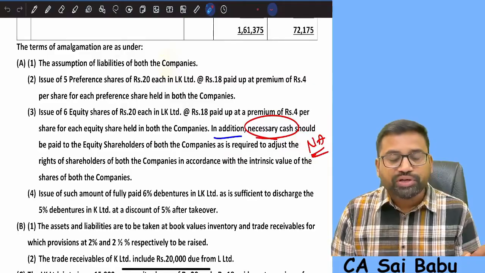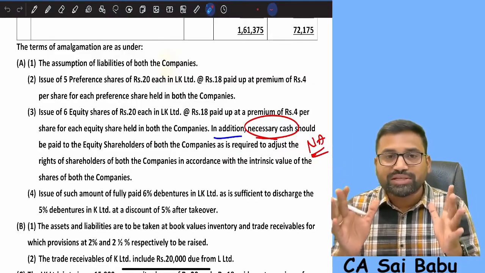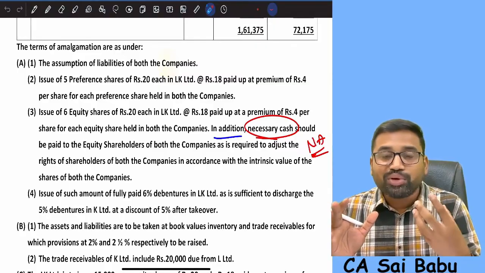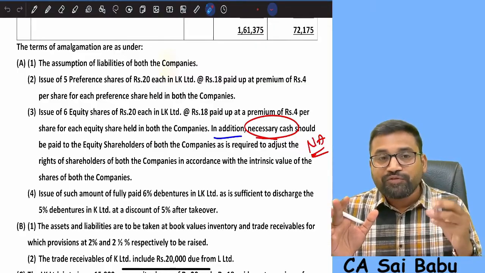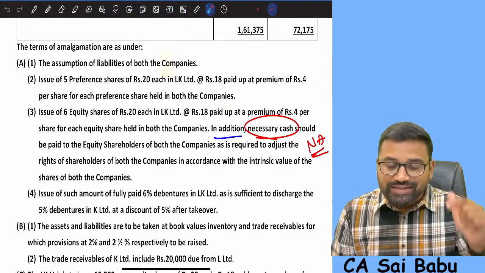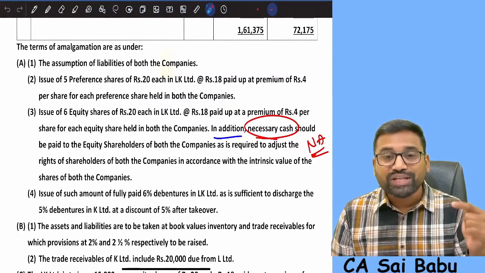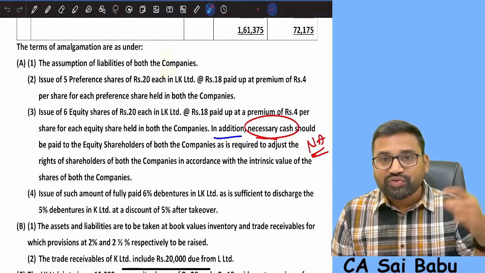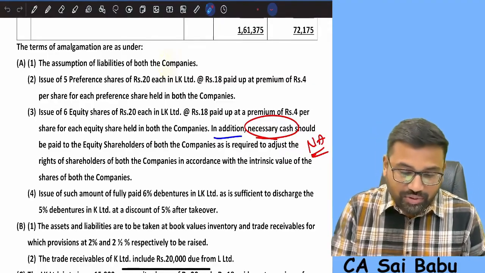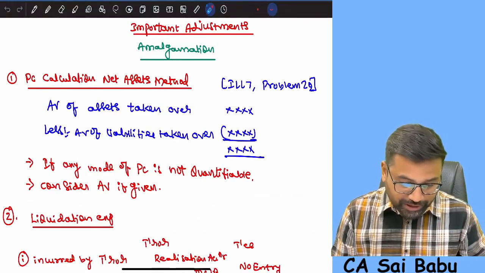So the first important thing when you are reading the amalgamation sum is whether, based on the information available in the question, I am able to calculate PC or not. If you are unable to quantify the PC based on the information, then understand this is the net assets method. So I need to find out the net assets of the transferor company, that is, agreed value of assets taken minus agreed value of liabilities taken. Okay, that is the first important adjustment.